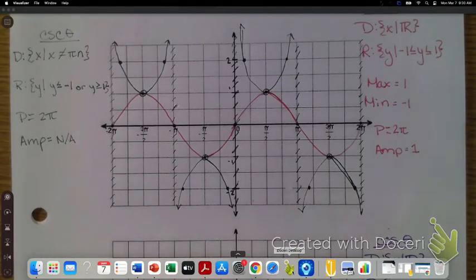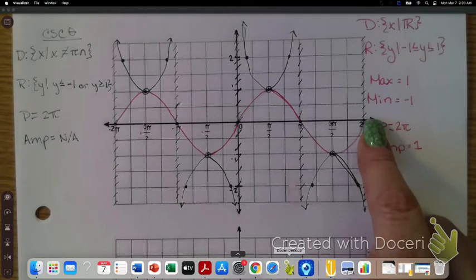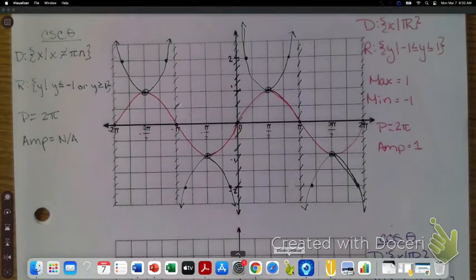Questions about this graph? How did we make it? We reciprocated the sine curve. You will need to know what this looks like. On your next test, I will ask you to draw me a sine, cosine, secant, cosecant, tangent, cotangent curve. Well, you should already be able to give me a sine one, correct? And a cosine. So now we're just adding.